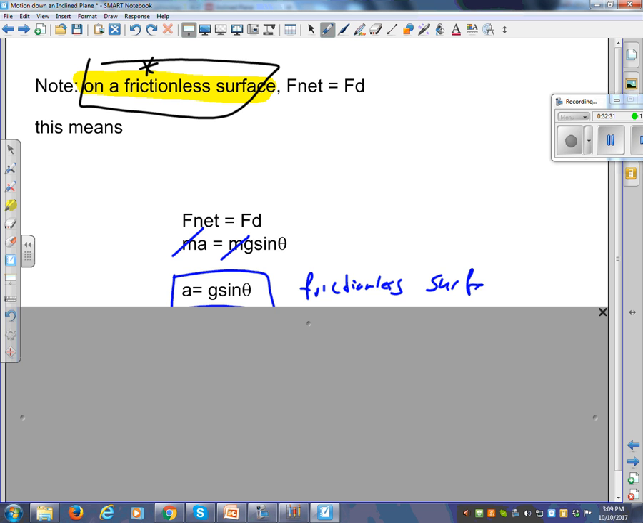Where do you get A from? Well, look at it. FNet is equal to MA, right? I canceled the M on this side, I'm left with A. I canceled the M on this side, I'm left with g sine theta. The acceleration on a frictionless surface is g sine theta. That makes sense.